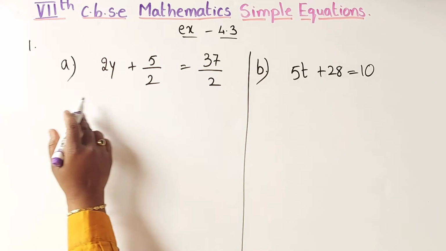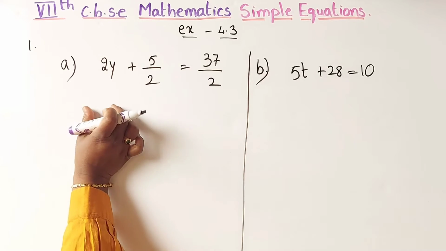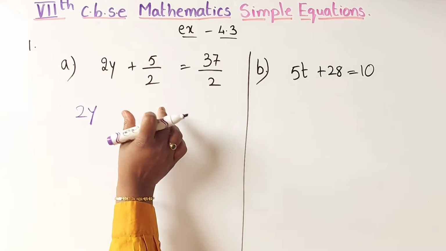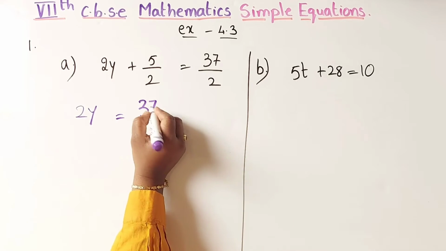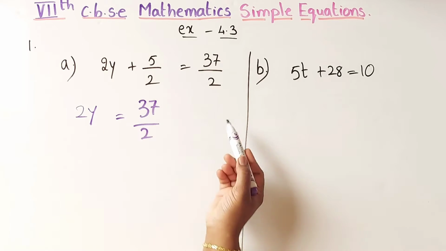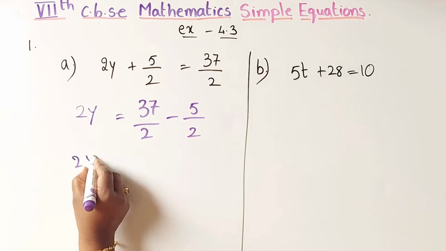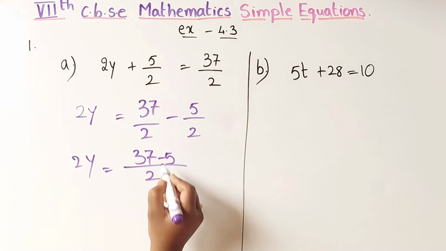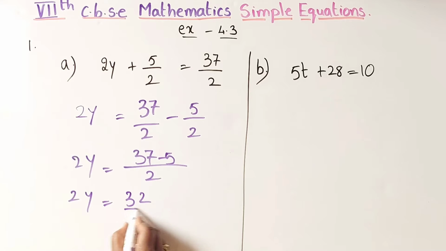Right, children? First one, 2y plus 5 by 2 equal to 37 by 2. Here we want the y value. So let this 2y stay on the left hand side. Now send this 5 by 2 to the right hand side. Right, children? So 37 by 2, here plus 5 by 2 is going to the right hand side, it will be minus 5 by 2. Now 2y equal to, take LCM 2 here, 37 minus 5. So 2y equal to 37 minus 5, children, 32 by 2.